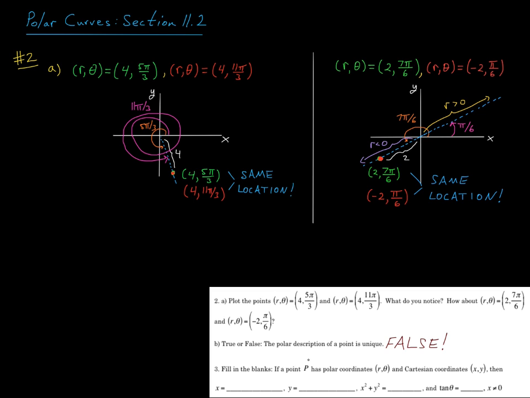Alright, cool. And now for question 3, this really is something we already did back in the last video, but just as a nice recap, it says if a point P has polar coordinates (r, θ) and Cartesian coordinates (x, y), then x is equal to r cos θ, y is r sin θ, and then x² + y² = r², and tan θ = y/x, provided x is not 0.